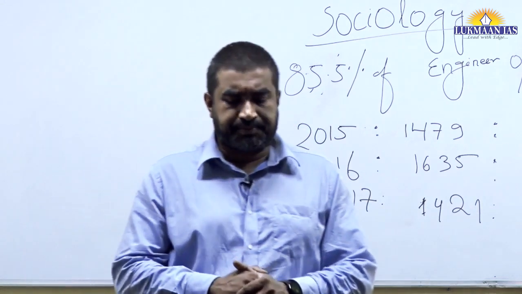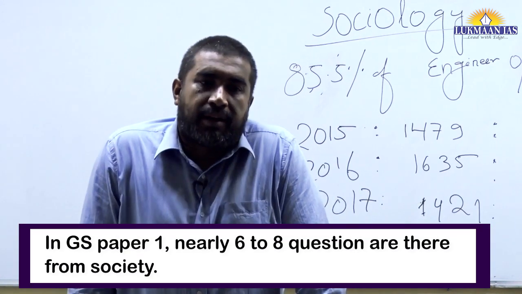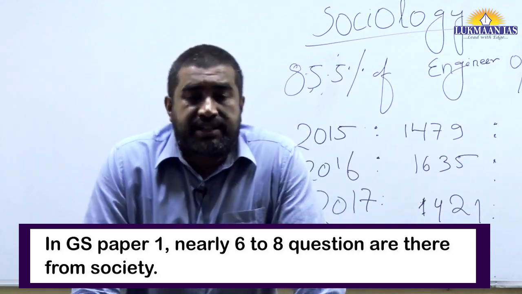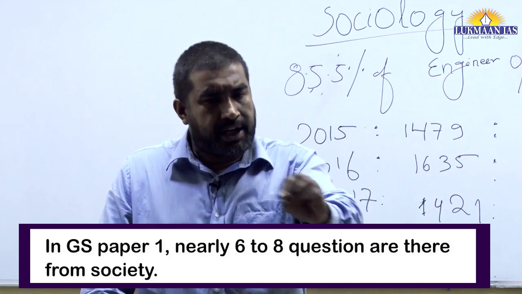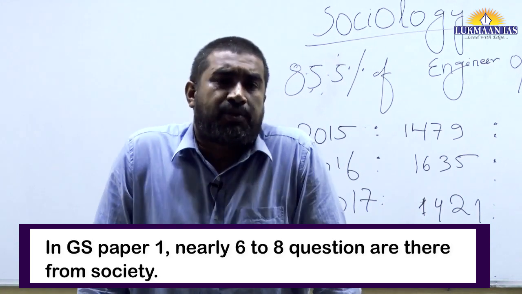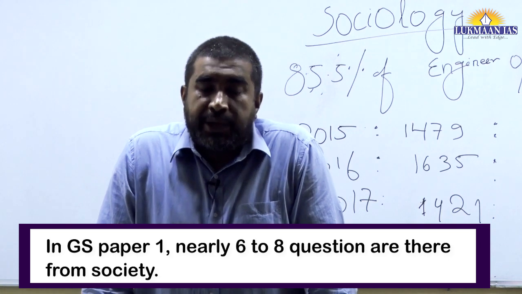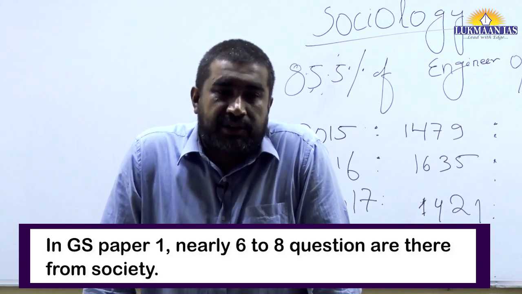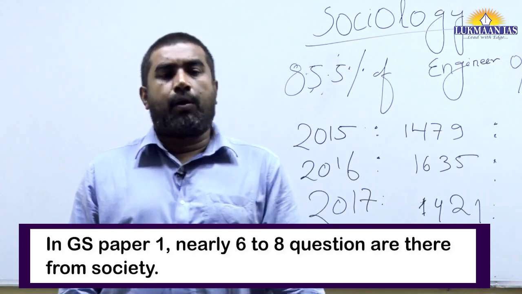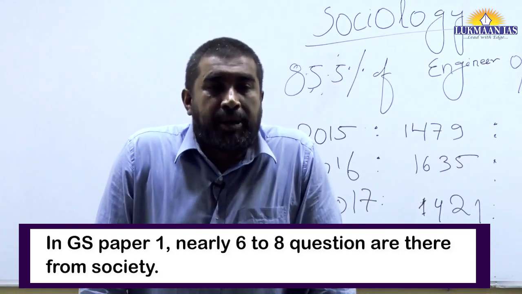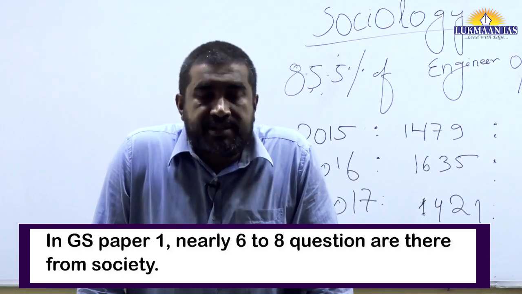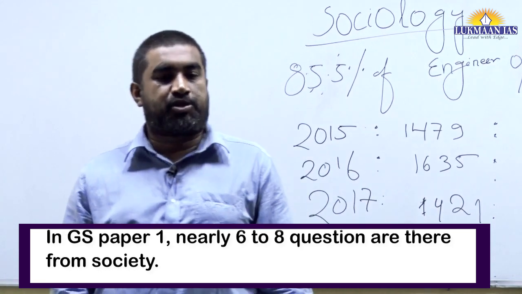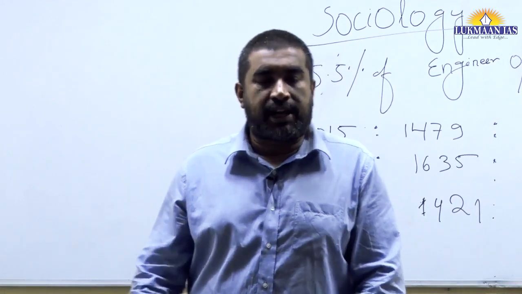Now coming to the other paper, paper 1, every year nearly 6 to 8 questions, it does vary year to year, but certainly there are about 8 questions asked from the society section. You will have certain advantage in that section also. Moreover, the movements in history, the farmer movement, peasant movement, industrial movement, these are the historical aspects of sociology. So it can give you advantage in that also.